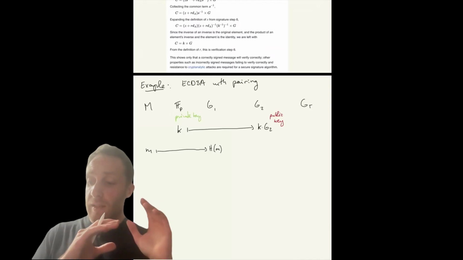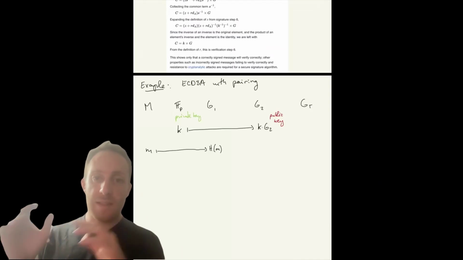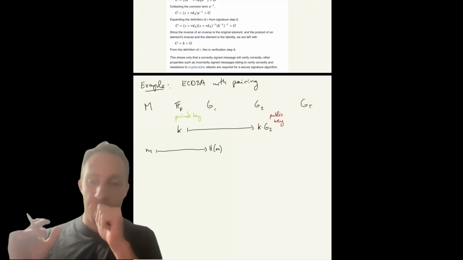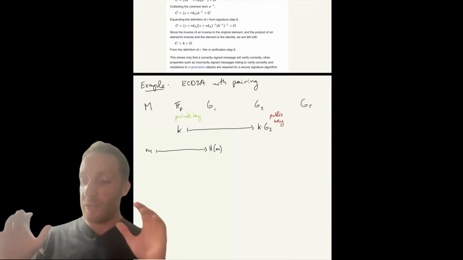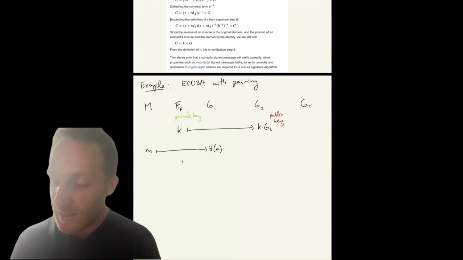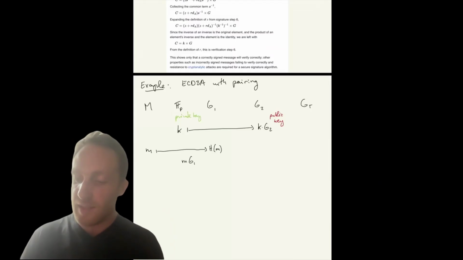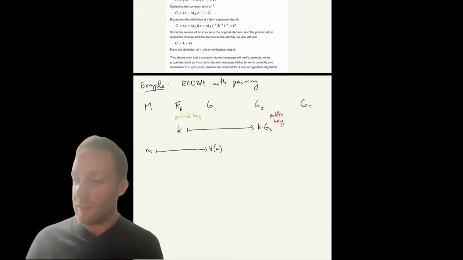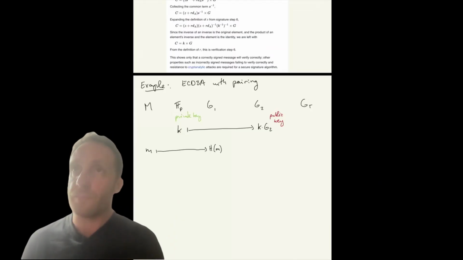Note that this is a separate function. It's a trapdoor function that doesn't preserve any structure, right? So it's not pushing M to FP and then doing M times G1, right? Like it's not doing this. It's just good old hashing to the curve G1.